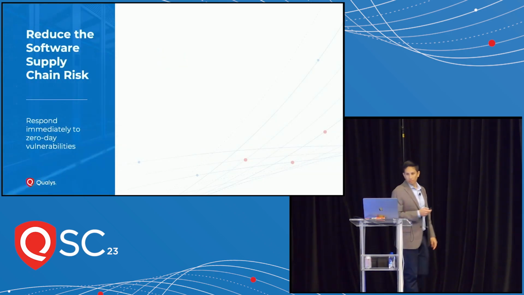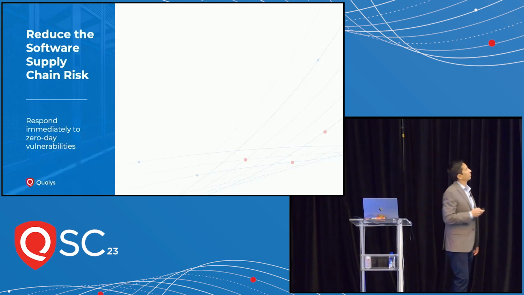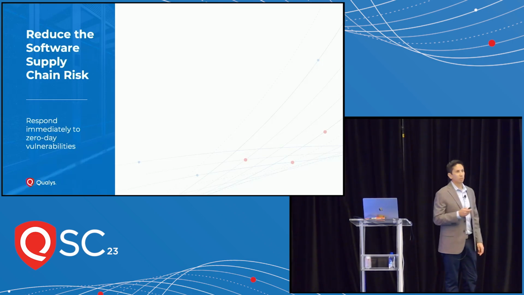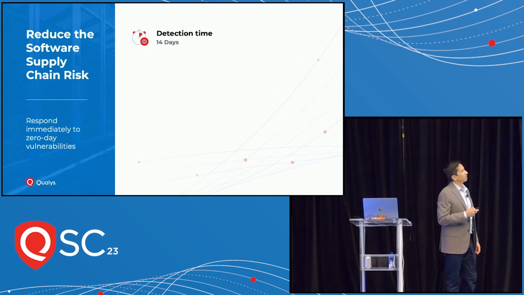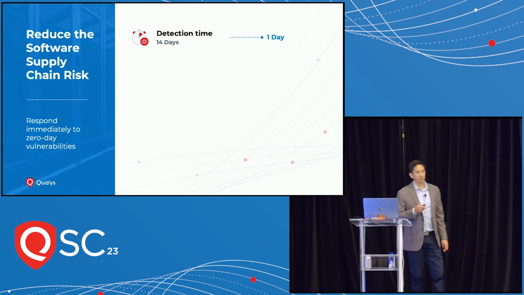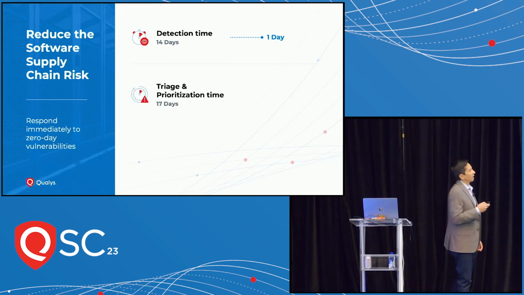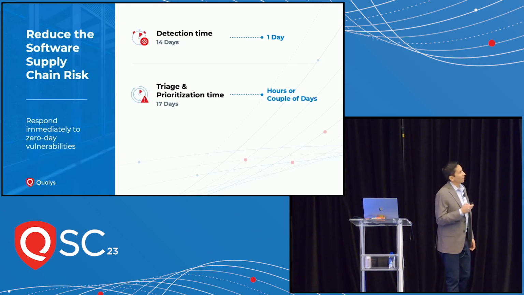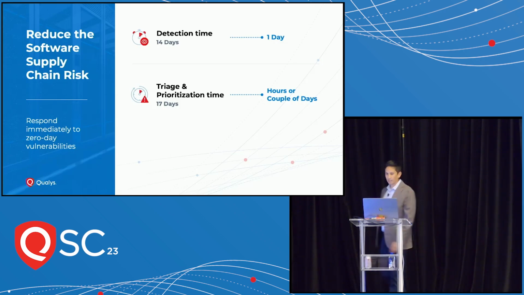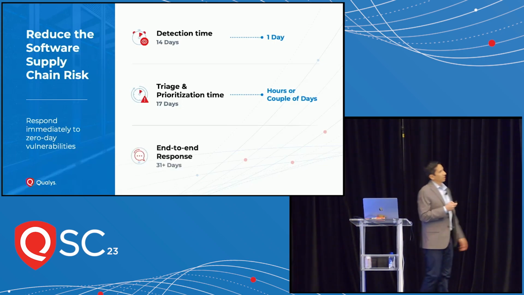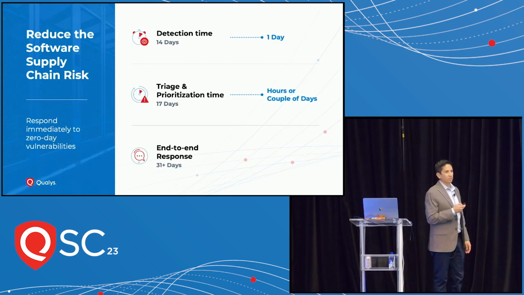And then, so what is the result, right? So you're able to reduce the software supply chain risk tremendously. Like that detection time that we saw in the timeline of 14 days is almost immediate. Like within 1 day, you get to know where the components are, where the vulnerabilities are. And then because you have all the business context, you're able to triage and prioritize that. Instead of the 17 days that it takes you today, you're able to do that within hours or a few days. And then the end-to-end response really becomes from more than 30 days to less than a week.